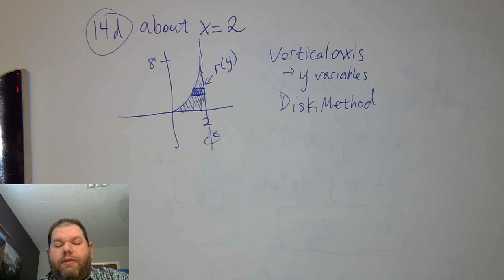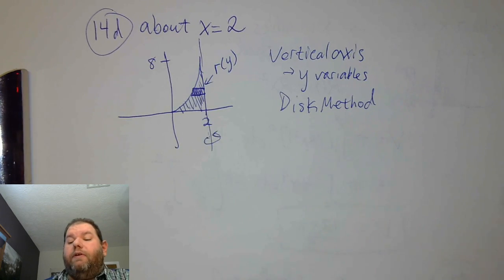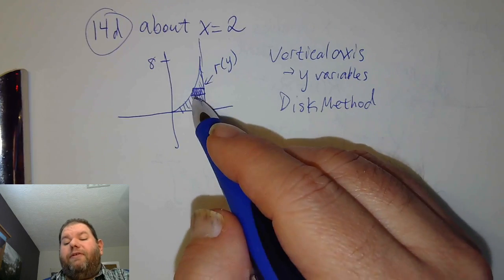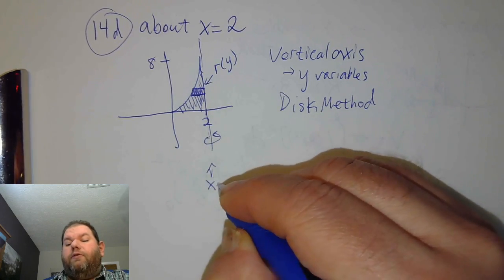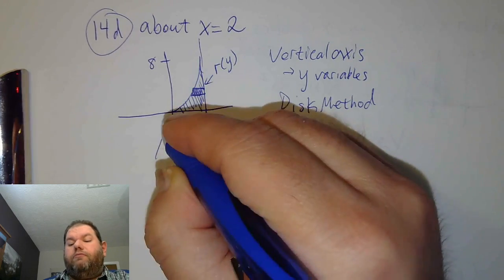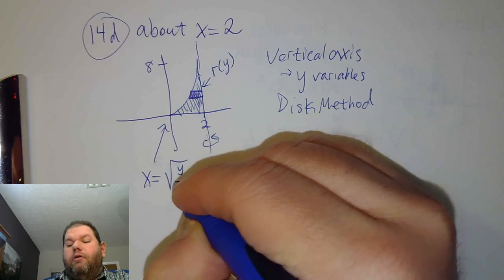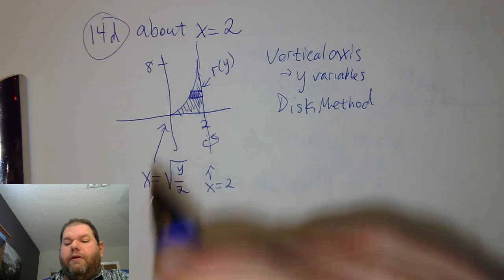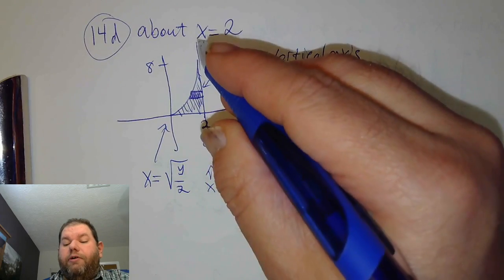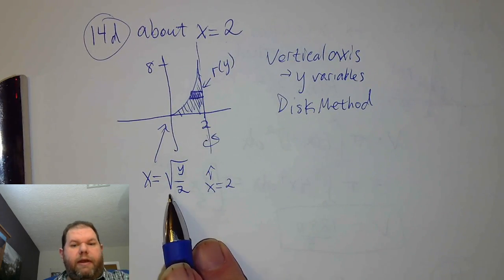Now, in this case, we just want this horizontal distance. So because we want the distance between two functions, because we have x equals 2, and we have x equals square root of y over 2 as our function here, then we take the right minus left in this case.